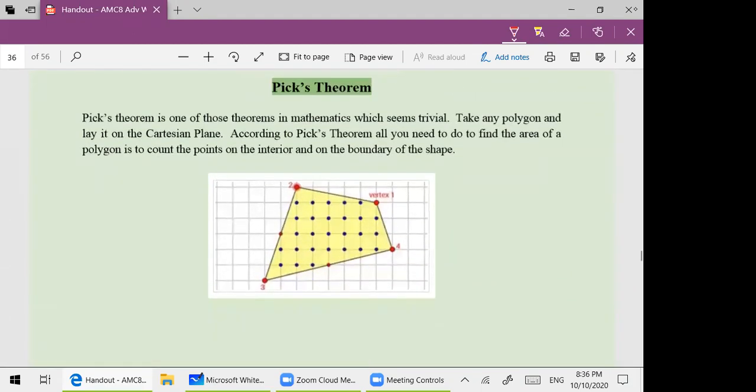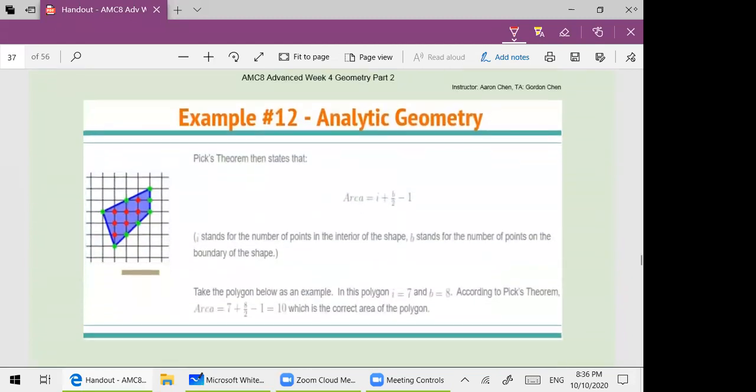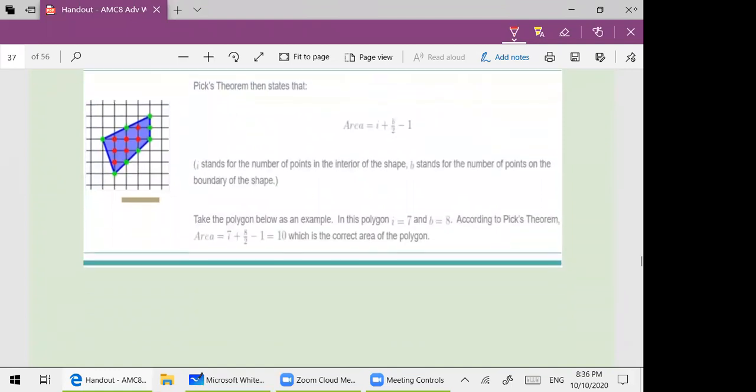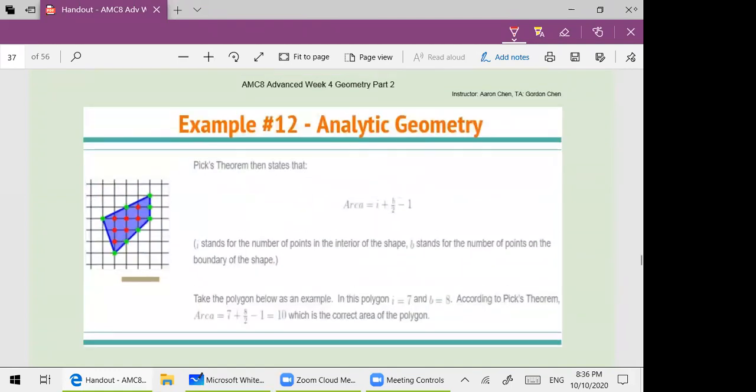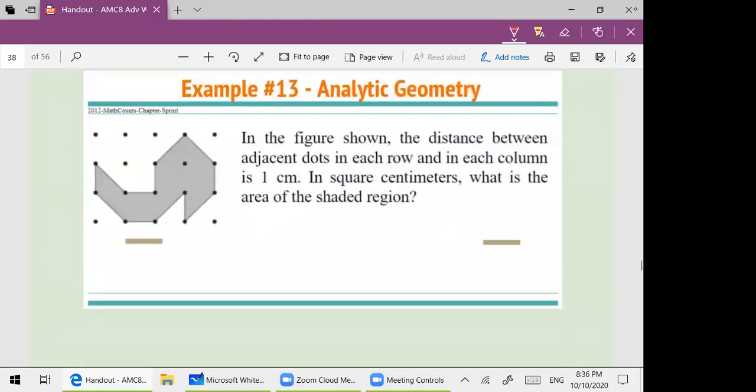And this is Pick's theorem, another thing you won't really need for AMC8. And this just shows a specific example. And now for this one, please do it.